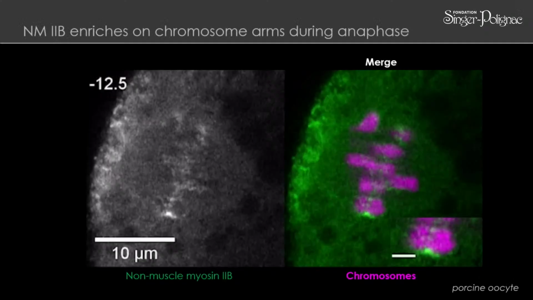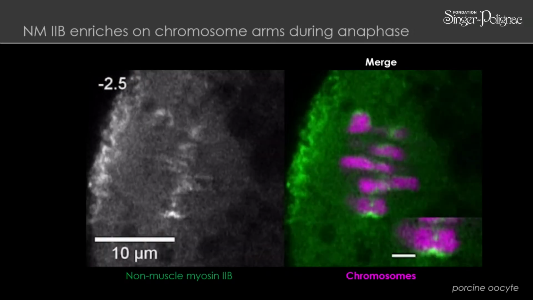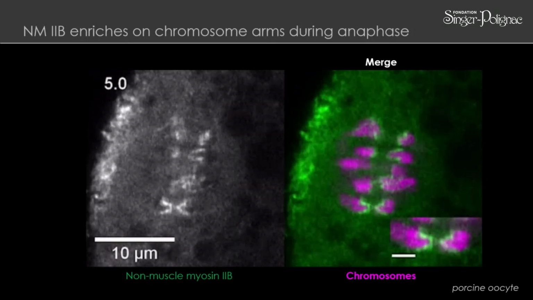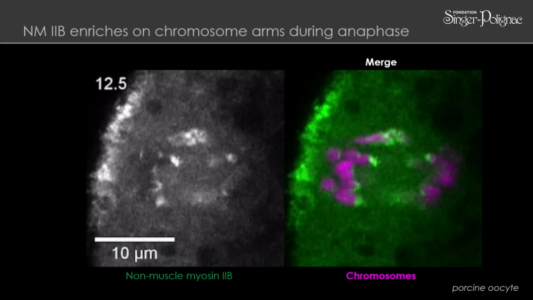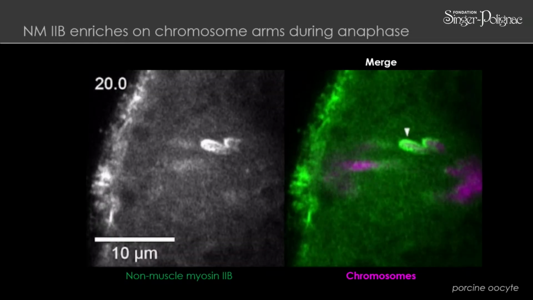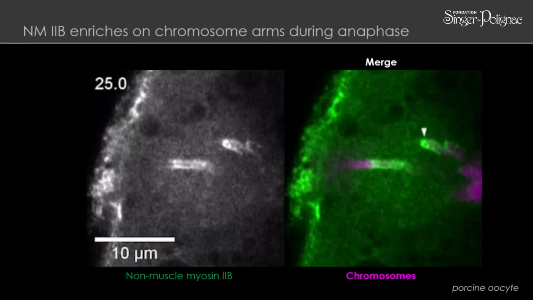Now, I mentioned that the myosin is localizing to the chromosomes throughout meiosis, but what was very interesting is that it relocalized to some degree during anaphase and showed a very interesting pattern, which I'm going to show you now. On the left-hand side, this is the non-muscle myosin labeled, and on the right-hand side, in magenta, are the chromosomes. When the chromosomes are separated apart, you see that the myosin gets enriched on the chromosome arms, and it specifically gets enriched in the arm region where the arms are separating.